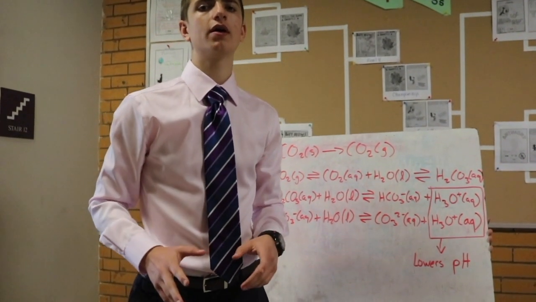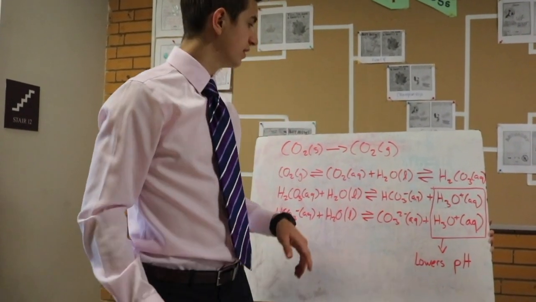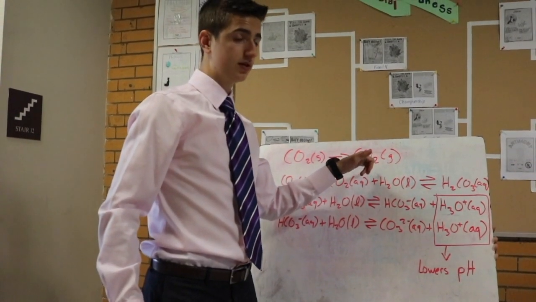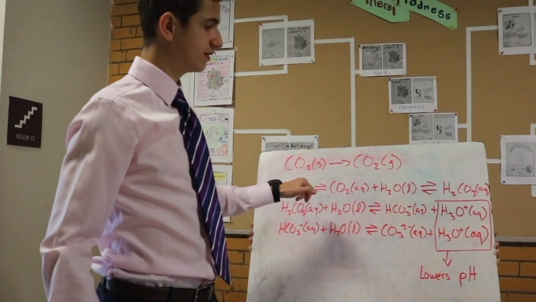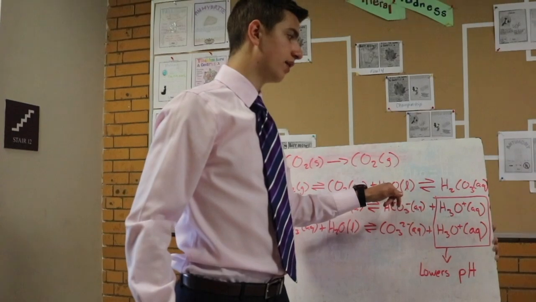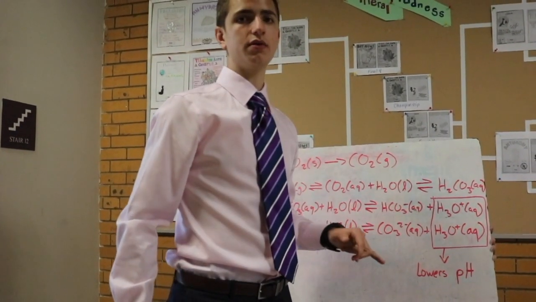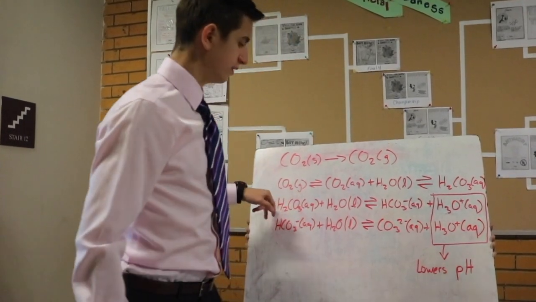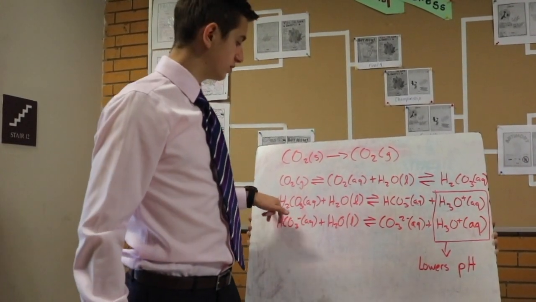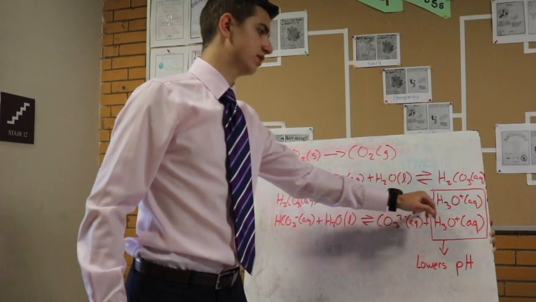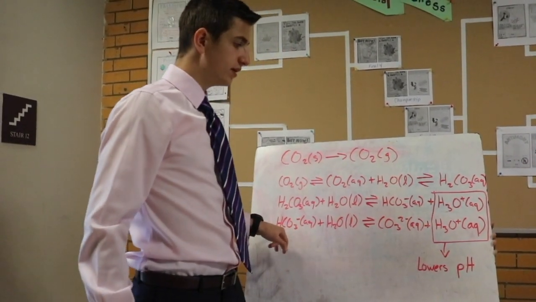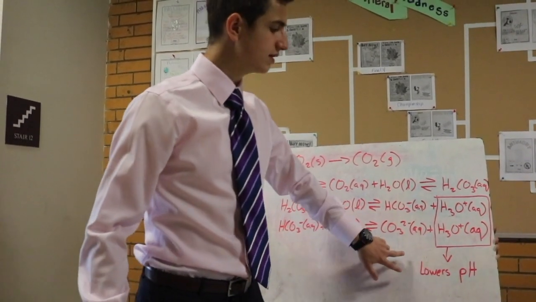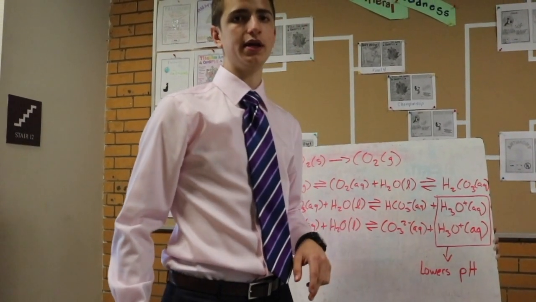What's really going on behind the scenes on a chemical level is that when the CO2 solid sublimes to form CO2 gas, this gas actually reacts with water to form H2CO3, or carbonic acid, which is a weak acid. And carbonic acid goes through not only one dissociation to form H3O+, but a second dissociation to form H3O+. And this is what is lowering our pH in our experiment.